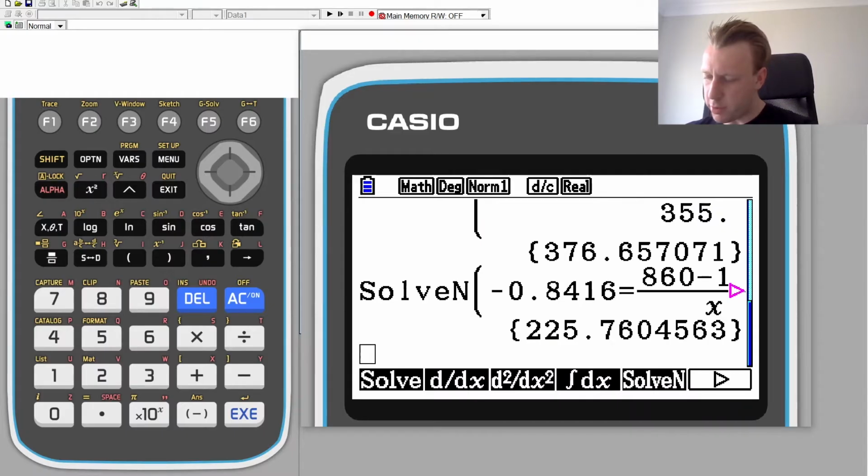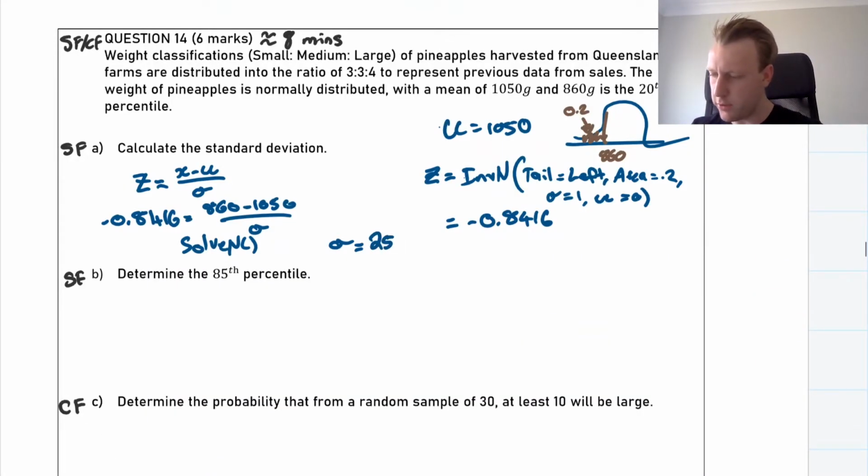Okay, 255.76. So you're going to get a mark for correctly determining the standard deviation, and you're probably going to get a mark here for showing this z-score, because you need to do that in order to calculate the standard deviation.